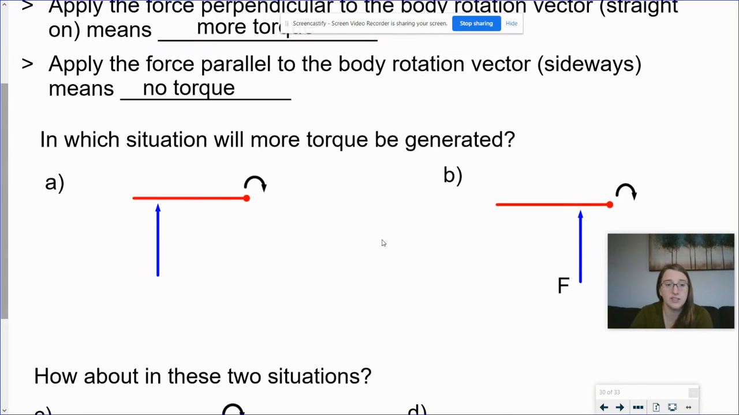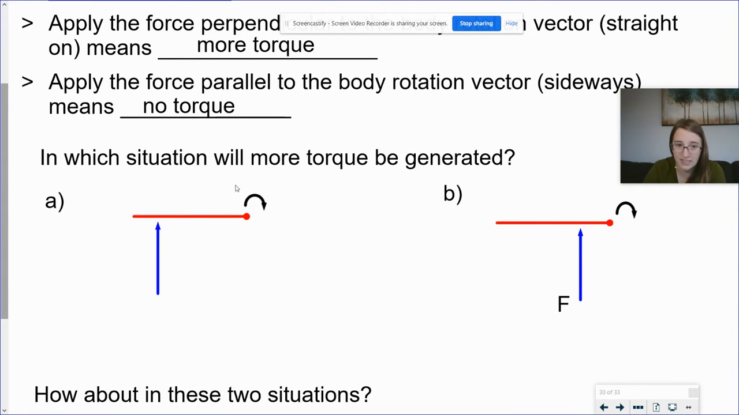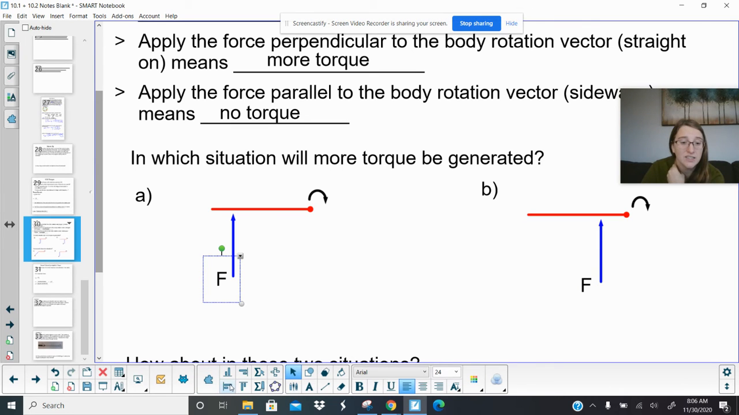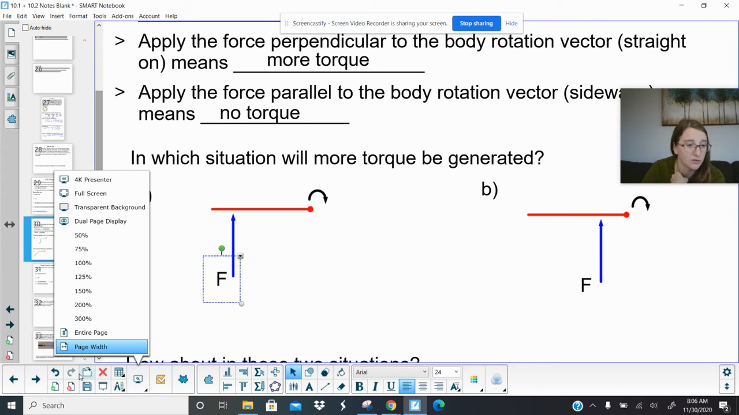So looking at these two situations here, this is our axis. If you can imagine, it's like the hinge of the door. That's what it's rotating on. Where'd my F go? There we go. So this is the same force. It is the same magnitude force. And this is the length of our rotating body. In which situation will more torque be generated? Again, it's the exact same force being applied here in respect to our axis versus being applied here in respect to our axis. Which do you think is going to generate more torque? A is definitely going to generate more torque because it is further away from that axis of rotation.